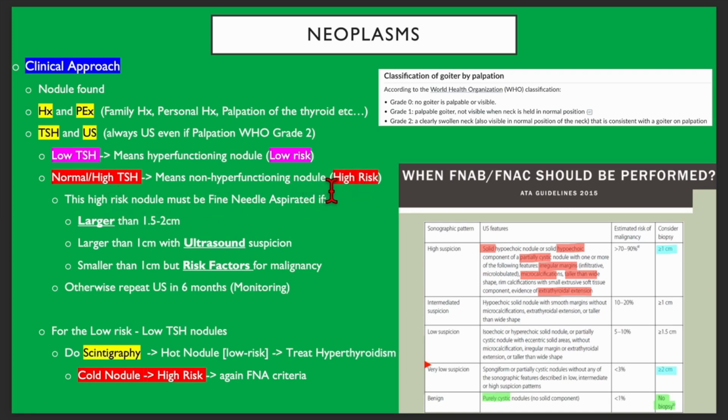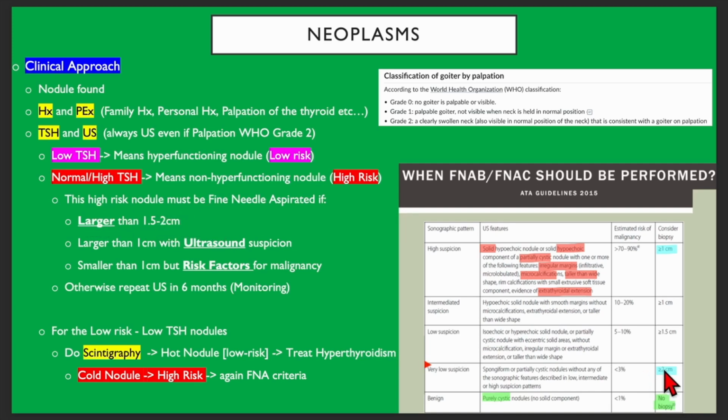So when should you aspirate and make the biopsy? When they're too large, when you have the ultrasound suspicion and a bit smaller, and when you have risk factors and too small, okay? So these are like indications, but what you should be using is the ATA guidelines. ATA guidelines tell you the suspicion, and then they will tell you what is the size that you have to biopsy, what is the limit. So you see here, if it's low suspicion, it needs to be a huge tumor.